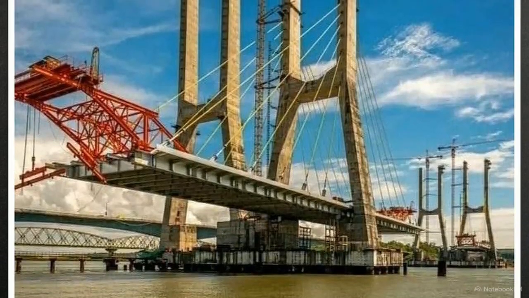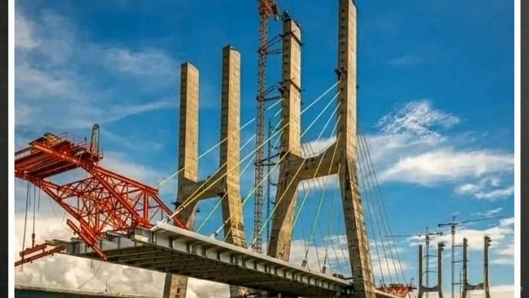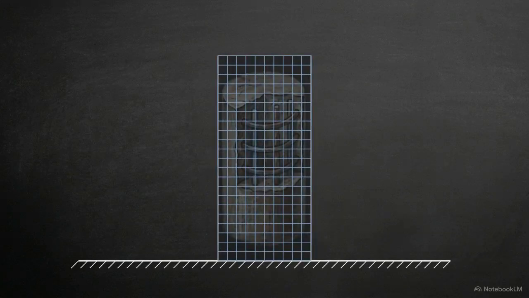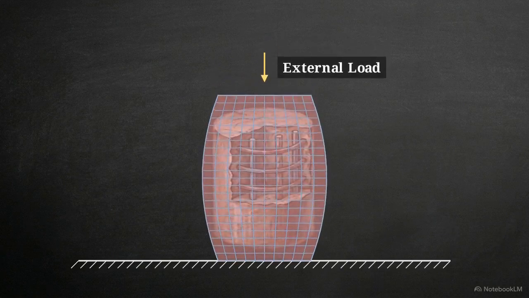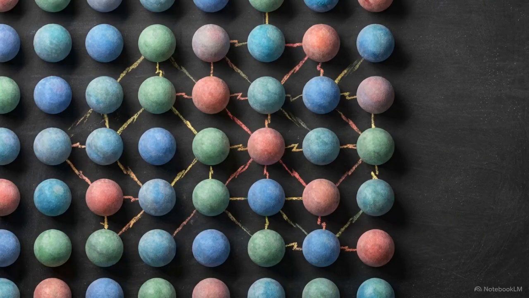Look at the sheer scale of this bridge under construction. Beyond the weight of the traffic crossing them, these massive components must fight against their own gravity. At this scale, the weight of the material itself is enough to stretch and deform the very structure it is meant to support. To understand how this happens, we have to look inside the material.